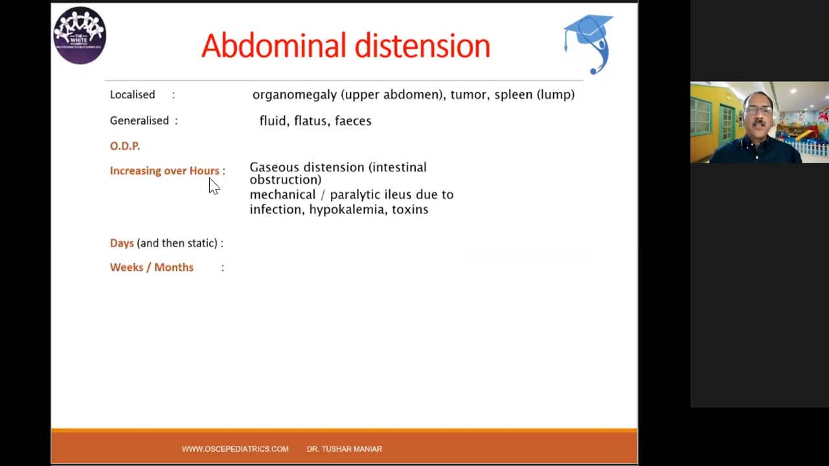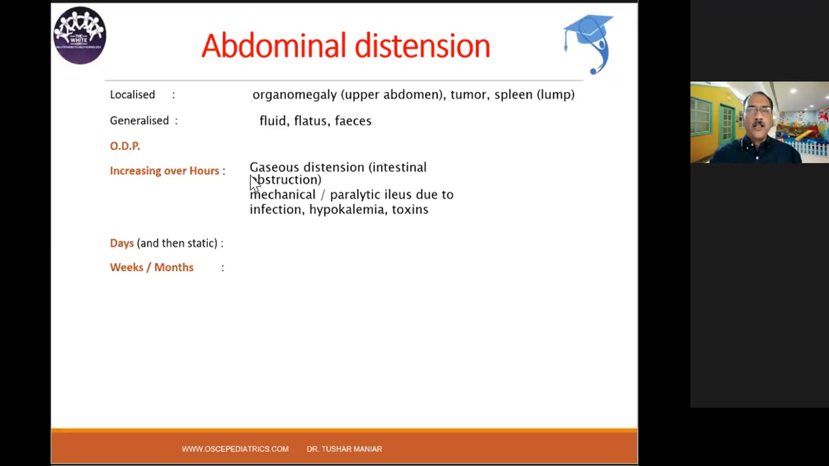Generalized, if it is increasing over hours, that we said ODP, right? Onset, duration, and progress. So if it is increasing over hours, you say it's likely to be an intestinal obstruction, where it could be a paralytic ileus, or it could be any other infection, toxin related, or even electrolyte imbalance like hypokalemia.